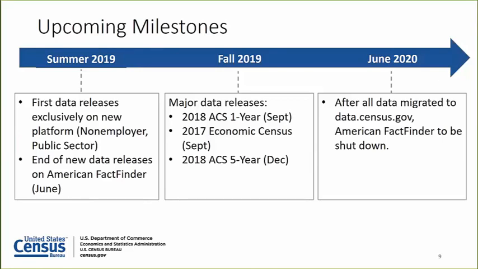And then finally, in June we'll be working towards the final retirement of American FactFinder. We will not turn off the site until we have all of the data migrated over. So I just want to make sure that everyone's aware of that. We'll be keeping this up until June, but only as an archive. We've said that no new data will be released. In fact, today was the last release of new data on American FactFinder with the release of the population estimates.